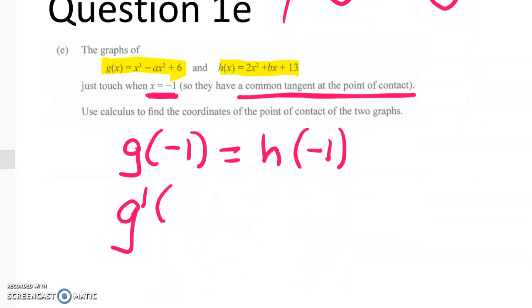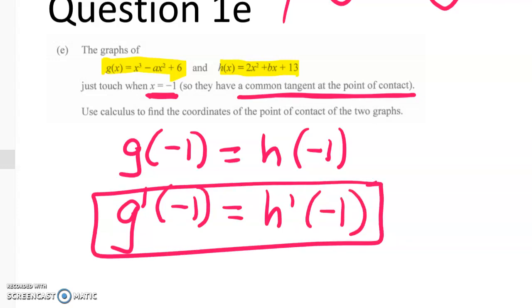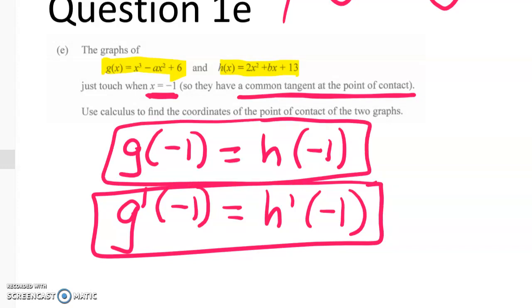So the next thing we can write down is g dash of -1 is equal to h dash of -1, right? So this is coming from the fact that there's a common tangent, and this is saying there's a point where those two graphs meet.